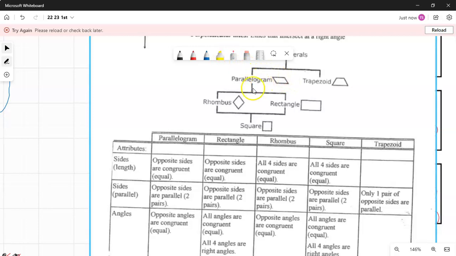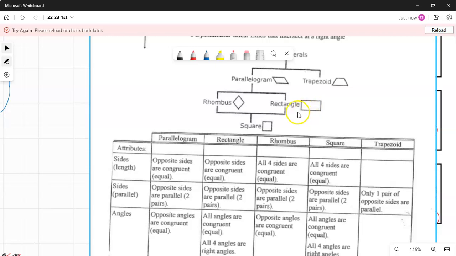And if you look below a parallelogram, a rhombus and a rectangle and a square are also considered parallelograms because they have opposite sides that are parallel. Okay, the only difference is with a rectangle and a square, where the lines intersect, they form right angles. So a rectangle has four right angles and a square has four right angles. Four angles that if you measured with a protractor would be 90 degrees.